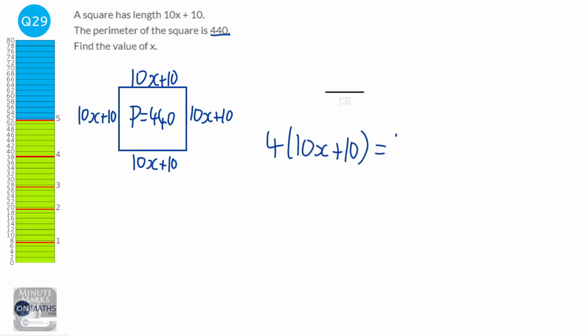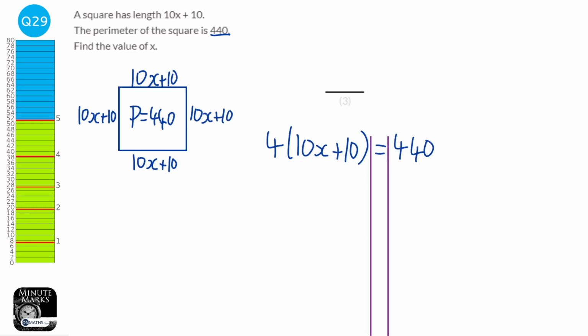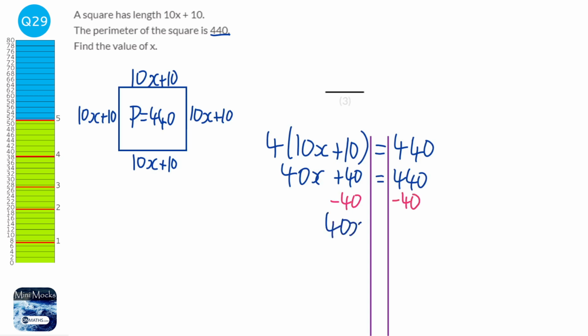But we also know that that is going to be 440 because we're told in the question that the perimeter is 440. So put our lines in because we're going to solve, and we're just going to start by expanding the brackets, so that'll be 40x plus 40 equals 440. Then we're going to get rid of the plus 40 first, so take away 40 both sides. And so that would be 40x equals 400. And then we get rid of the 40 before the x, so we divide both sides by 40.